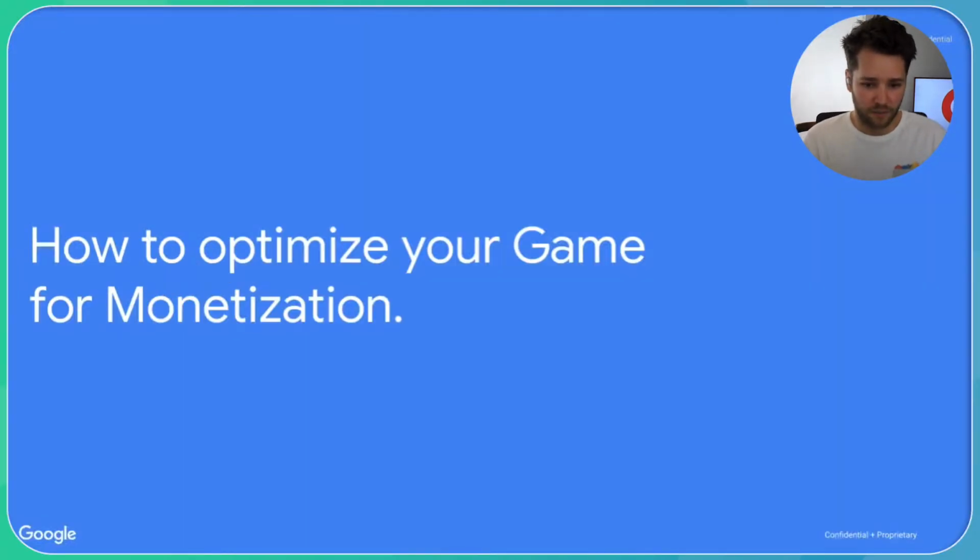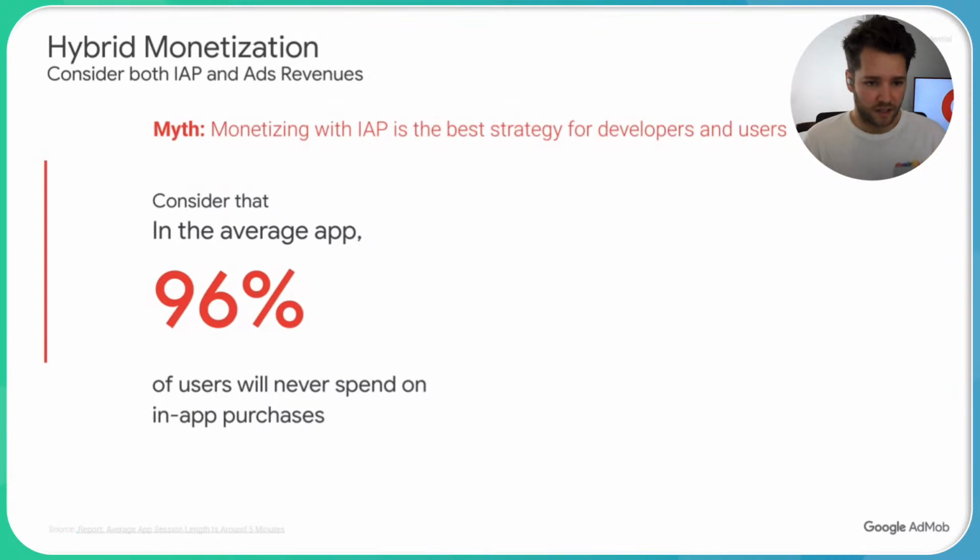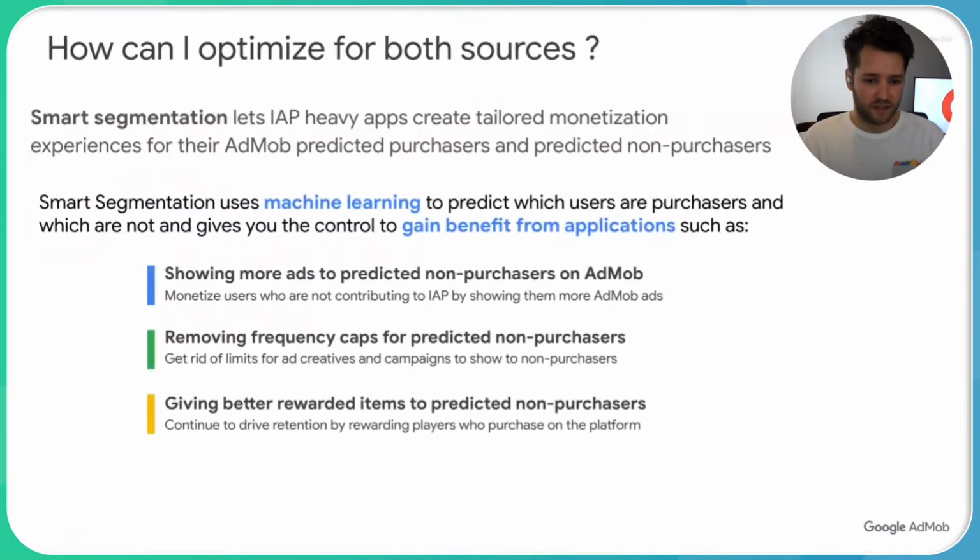So how do you optimize your game for monetization? We'll start first with hybrid monetization. The idea is to consider both in-app purchases and ads revenue for your monetization. On average, we saw that an application has 96% of users that will not spend on in-app purchases. Based on this conclusion, we think the best approach is to promote both ads revenue and in-app purchases, so you can adjust and show the user what they are looking for.